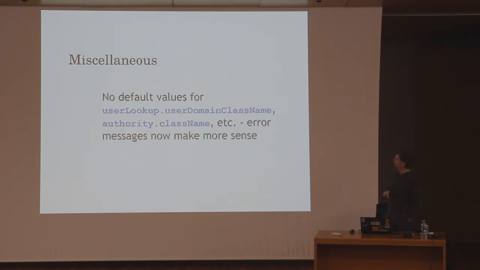This is a weird thing. There was a default setting for the user domain class name. It was set to Person, and all these properties had a silly default setting. So what would happen is if you were misconfigured, you'd get a very strange exception saying the Person class was not found, and if you had defined it to be SecUser, it would be very confusing. Why are you complaining about this Person class that I don't know anything about? So now there are no default values for these things. You have to set them, and so you get a much more helpful error message.